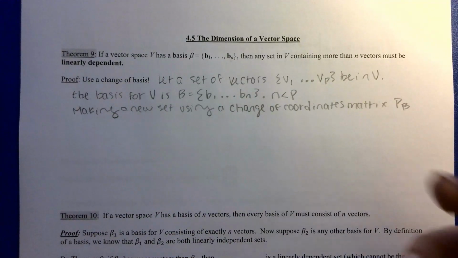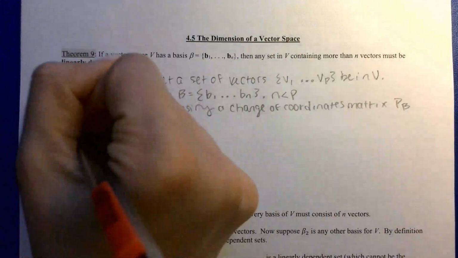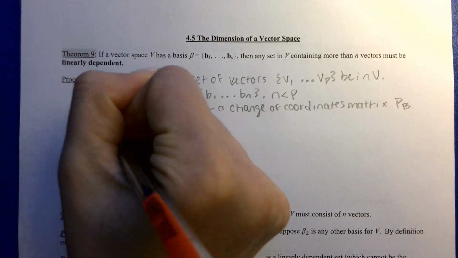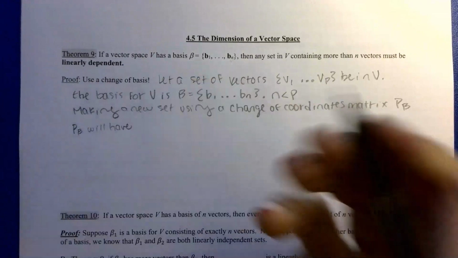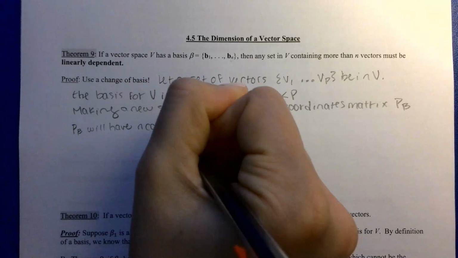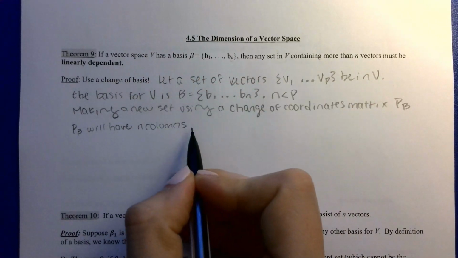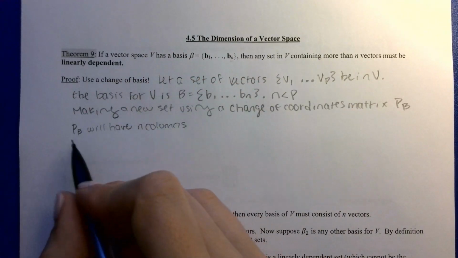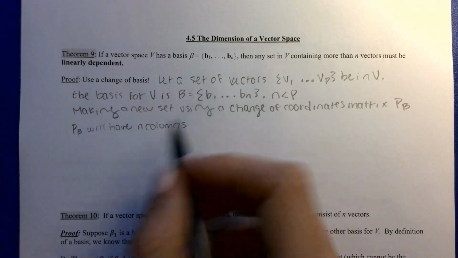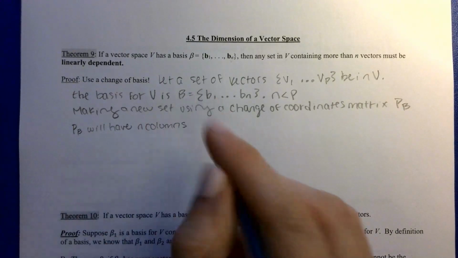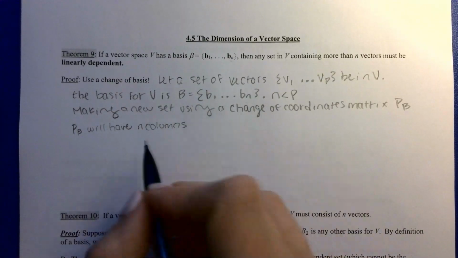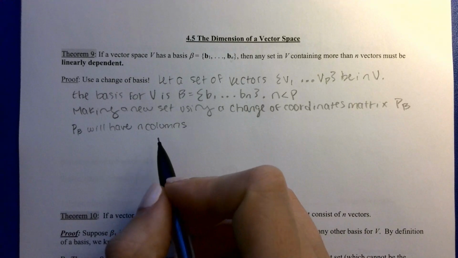Okay, notice that P sub B will have n columns. And if you're confused why it will have n columns, in 4.4 we talked about making this change of coordinates matrix P sub B. It's a matrix that uses the basis vectors as its columns. So if there are n basis vectors, we have n columns.